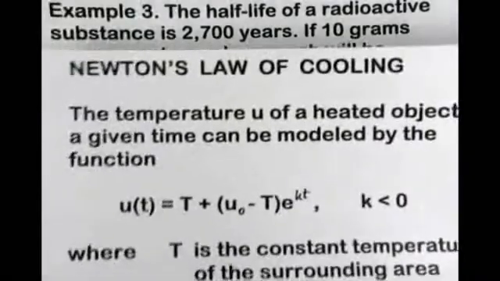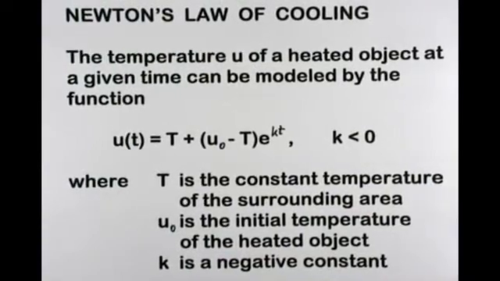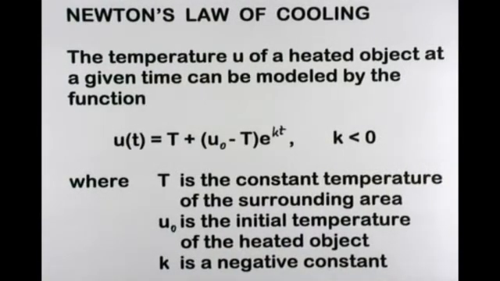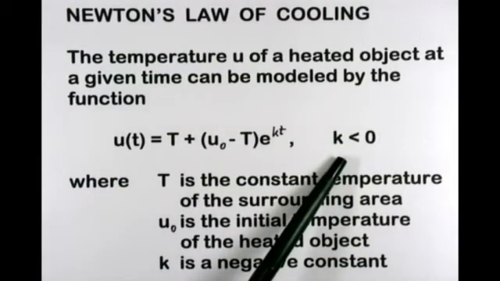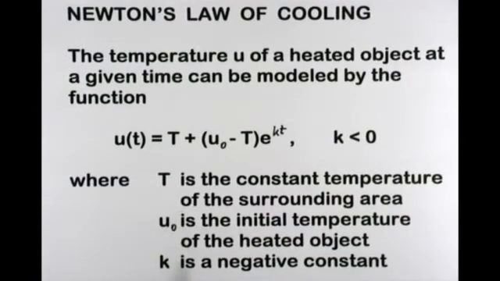Now we would like to talk about Newton's law of cooling. Newton's law of cooling says the temperature U of a heated object at a given time can be modeled by the function U(t) is equal to T plus (U0 minus T) e to the power kt. K is negative because we are cooling down, it's going down, and T is the constant temperature of the surrounding area, U0 is the initial temperature of the heated object, and k is a negative constant.